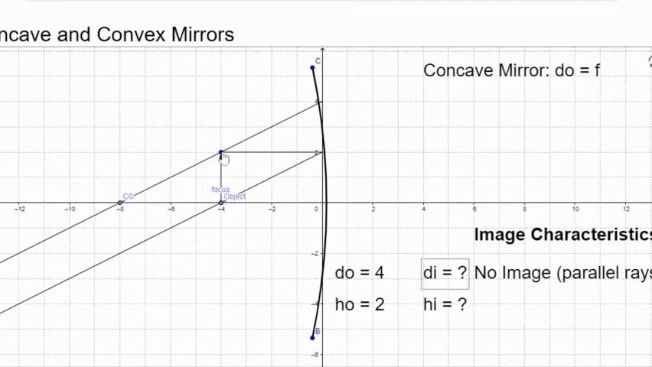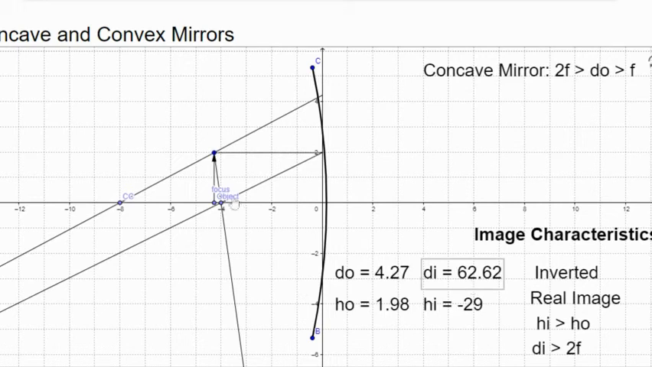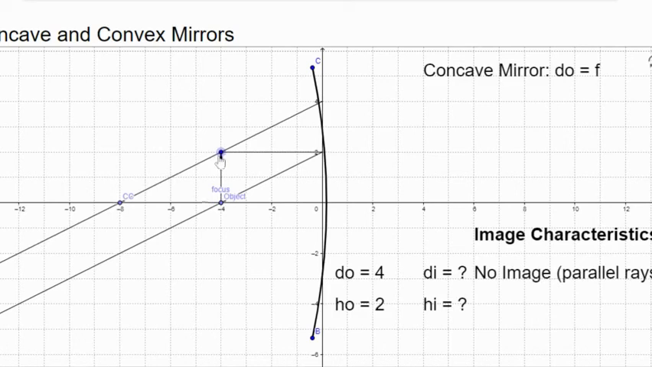So again, if we're a little bit farther away, you can see that there is some point where they will intersect. But if we are precisely at the focal point, there is no point where reflected light rays intersect. In fact, the light rays are parallel and they do not intersect. So we say that there is no image.